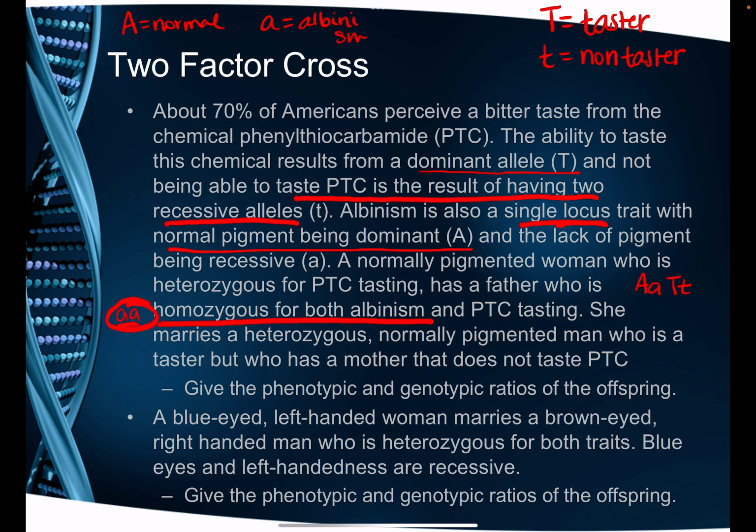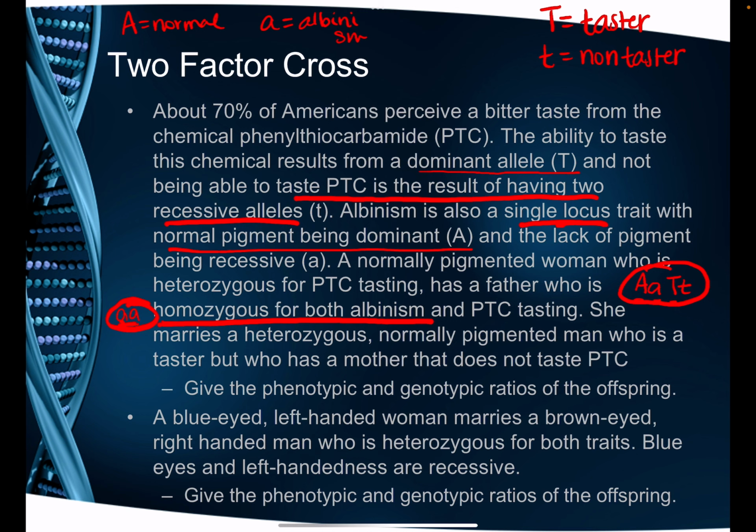Her dad is homozygous for albinism. If he's little a, she's going to get one of these alleles from each parent. So that little a allele had to come from her dad, because that's all he has to give. Her mom must have given her the big A. He's also homozygous for PTC tasting, so he must have given her the big T, since he is a big T taster. All right, so here's our woman's genotype.